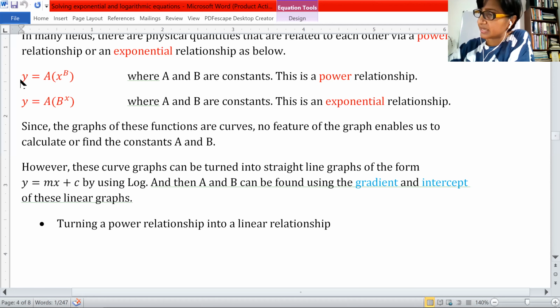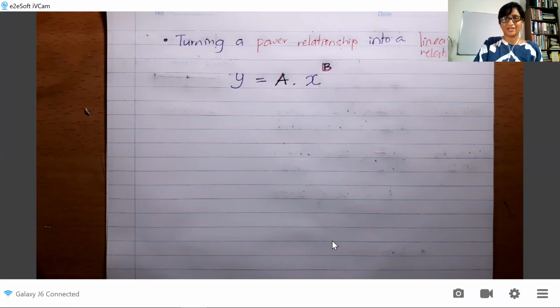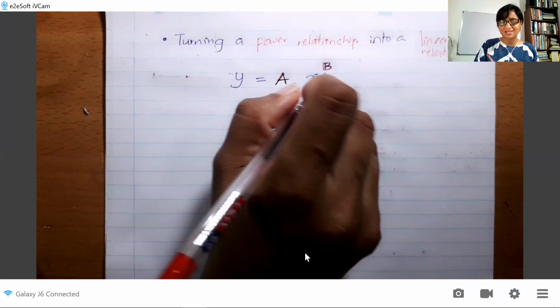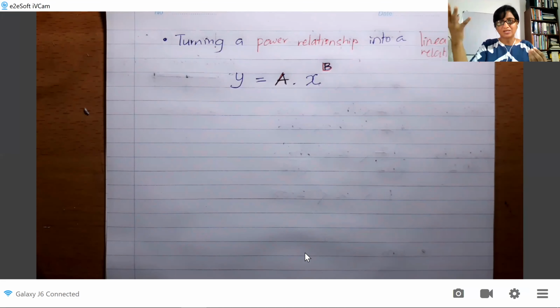Shall I write a and b in a different color? Because what we want to do is finally be able to, oh, sorry, I'm writing without sharing the screen. Okay. We want to be able to find these two constants. What is a here and what is b here, relating these x and y quantities.